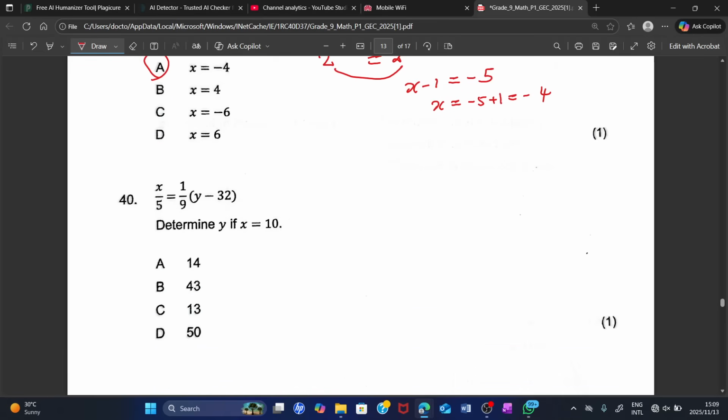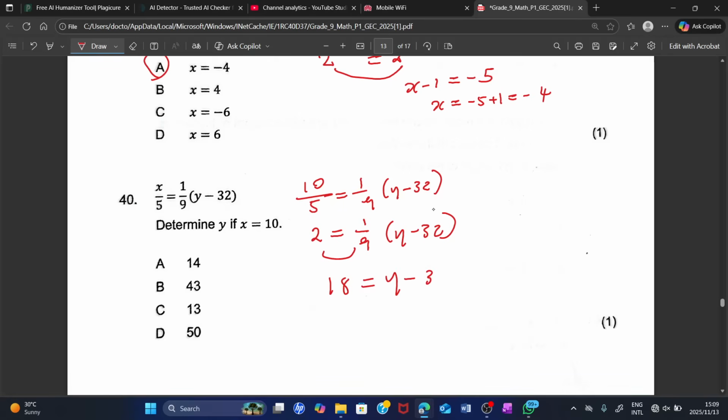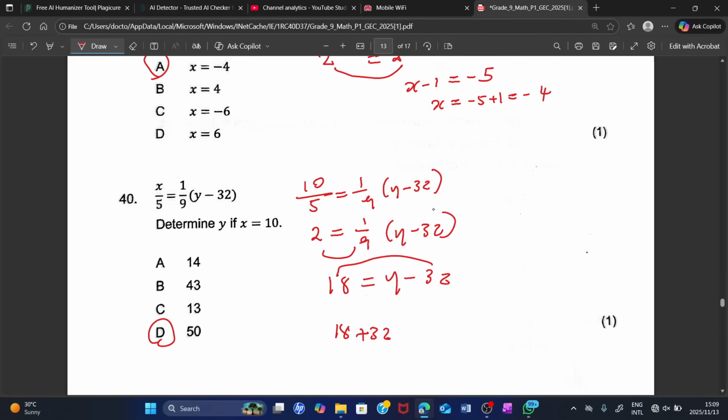Okay, now determine y if x is 10. So you're going to say 10 over 5 is equal to 1 over 9 into y minus 32. So this is 2 is equal to 1 over 9 into y minus 32. Cross multiply here, it will be 18 is equal to y minus 32. So this comes this side, it will be 18 plus 32, which is going to be 50. So the answer is D. All right.